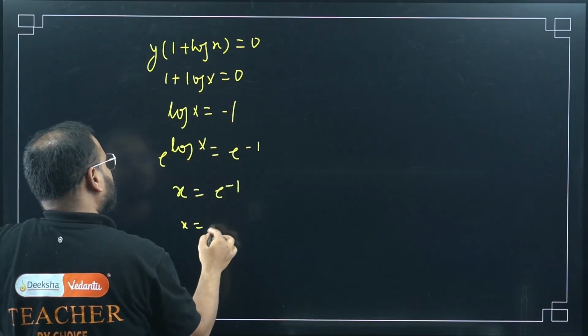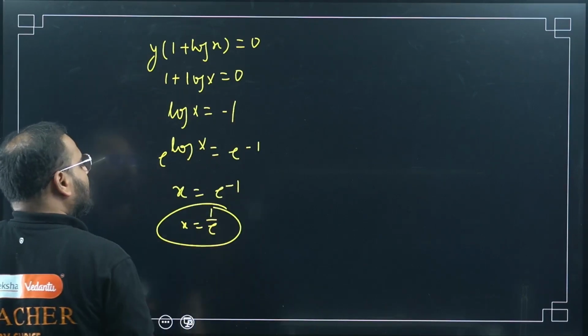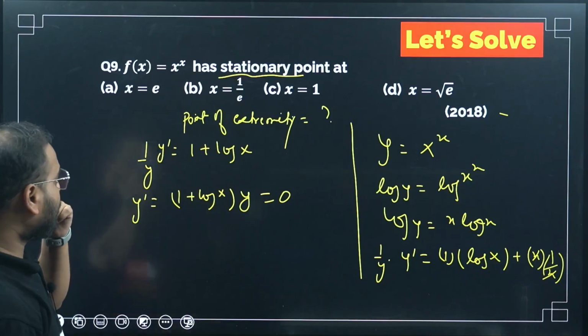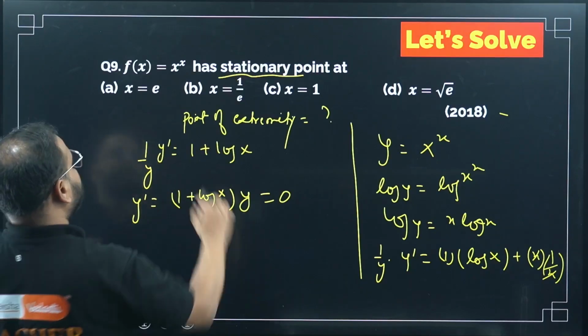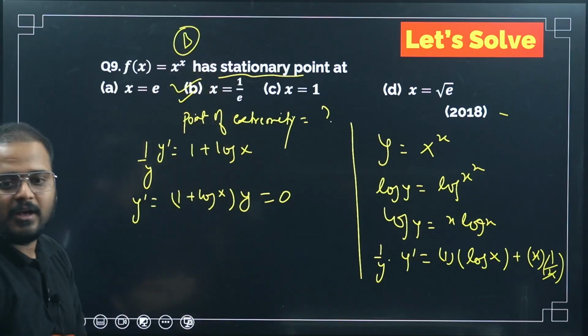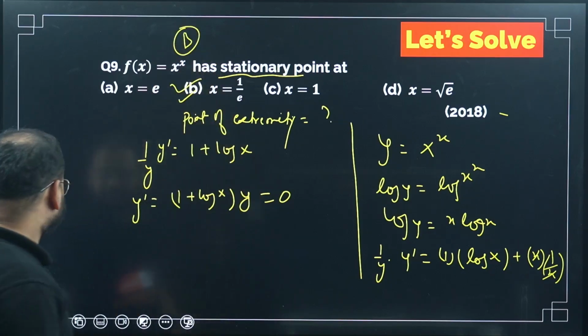How much is the answer? x equals 1 upon e. This is my point of extremity. Only one is there, so not points, only one point of extremity. Answer is B. Simple, very simple. Okay.